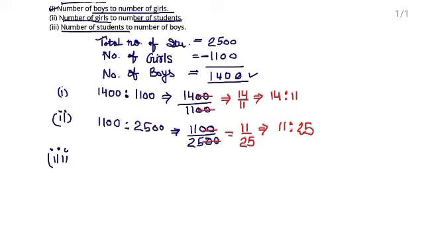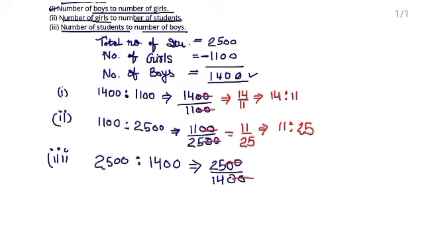Now in the next third part, find the ratio of the number of students. The number of students is 2500 to the number of boys. The number of boys is 1400. This can be written as 2500 upon 1400. Zeros and zeros cancel out. Now this is 25 upon 14, and in ratio we can write it as 25:14, right? So this is your answer. Now let's move to the next question.